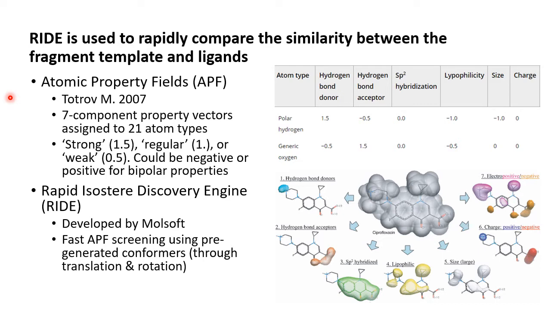According to empiric physicochemical behavior, the APF method is a generalized 3D pharmacophoric potential that assigns property vectors to 7 different pharmacophoric properties, shown here. The 7 component property vectors are assigned to 21 atom types present in the ligand and fragment template. The values of these vectors range from 0.5, which is weak, to 1.5, strong, and can be negative or positive for bipolar properties. APF was shown to be one of the most accurate methods for chemical superposition. In RIDE, pre-processing of the ligands is what allows APF to be used with much greater speed.